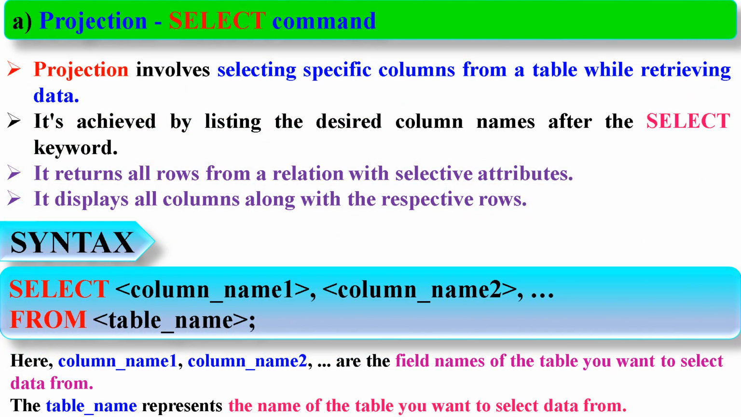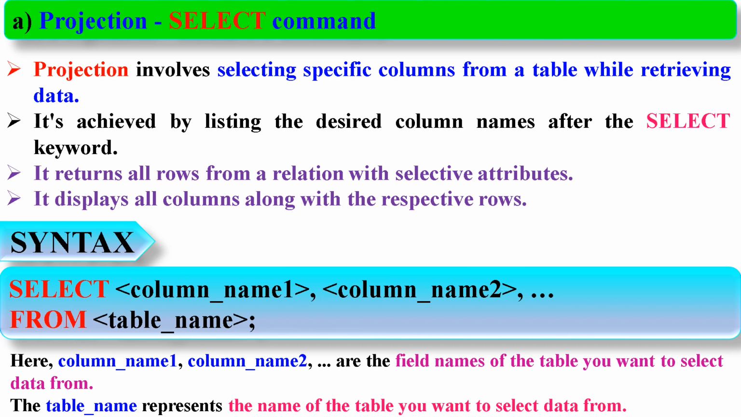Let's discuss the projection using select command. So what do you mean by projection? Projection involves selecting specific columns from a table while retrieving data. It's achieved by listing the desired column names after the select keyword. It returns all rows from a relation with selective attributes. It displays all columns along with the respective rows.